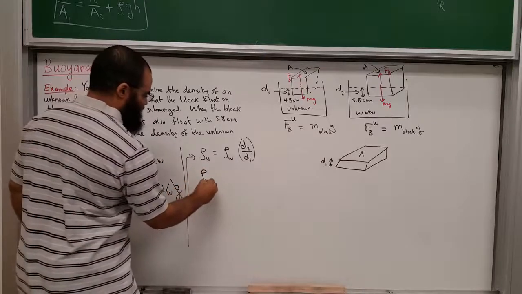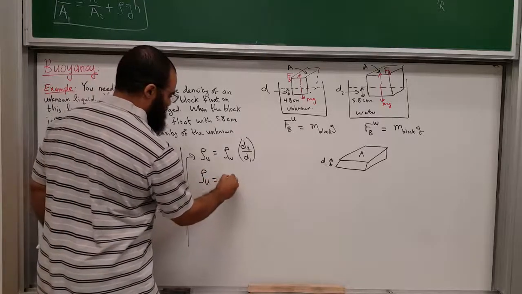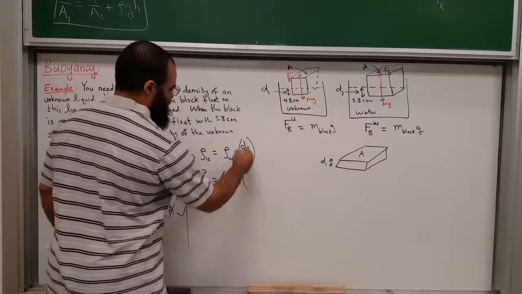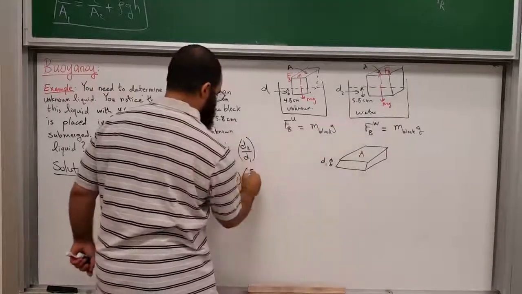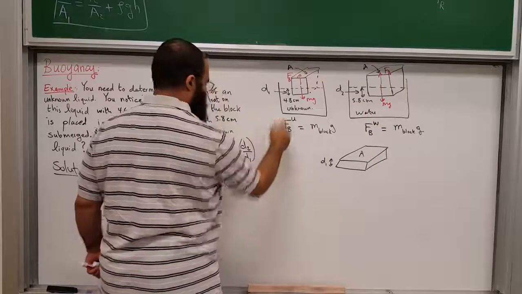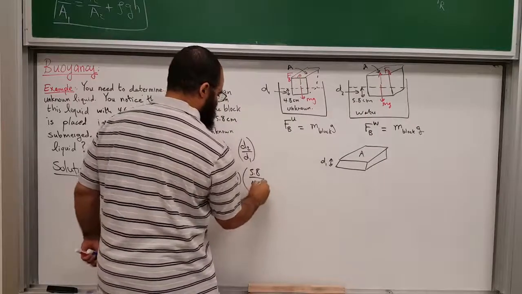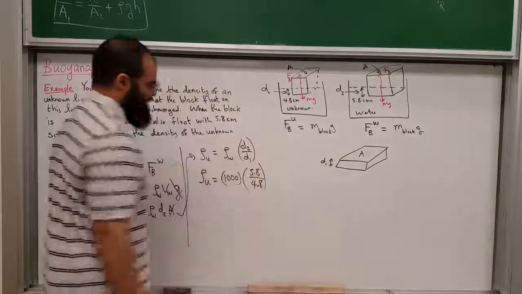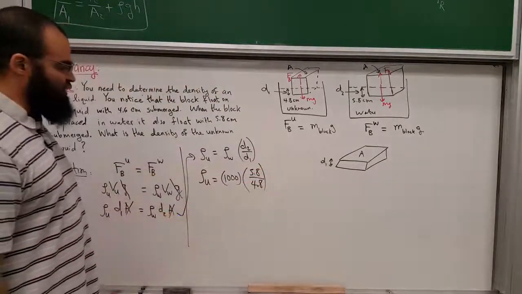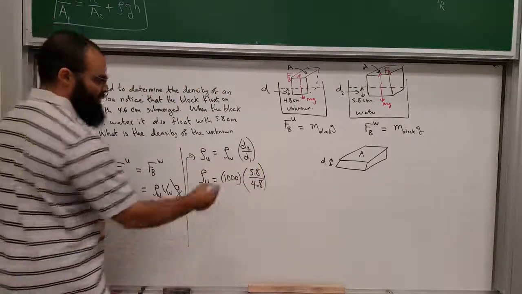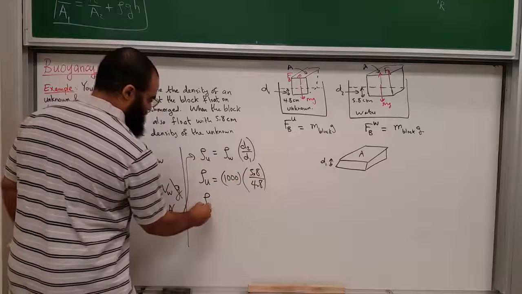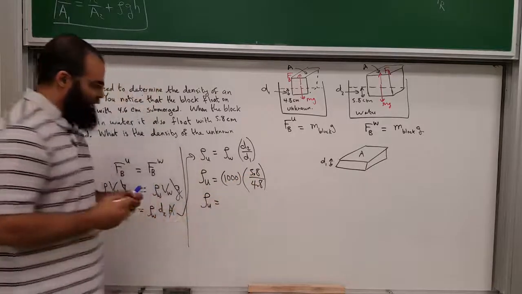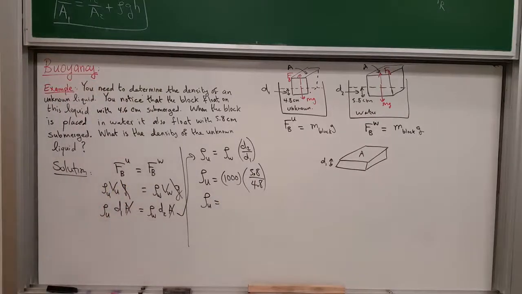So this unknown material will have a density of, the water is 1,000, and d2 is how far it's submerged in the water, that's 5.8 centimeters, and here it's 4.8 centimeters. Again, when you're dividing with the same units, the units cancel anyways. We don't need to change them.